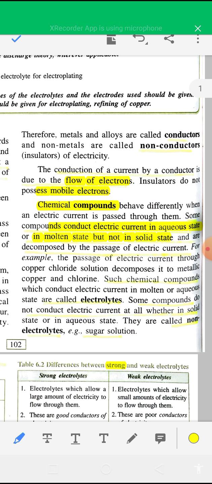On passing electric current, these chemical substances dissociate into oppositely charged ions, and due to the presence of oppositely charged ions in aqueous solution or in liquid state, these compounds can conduct electricity, and these chemical substances are known as electrolytes. Chemical compounds like NaCl, H2SO4, NaOH conduct electric current in molten state or in aqueous state, not in solid state, remember that. And these compounds are known as electrolytes.